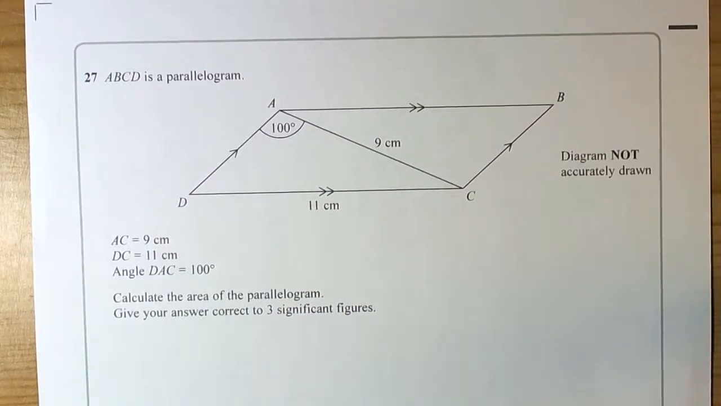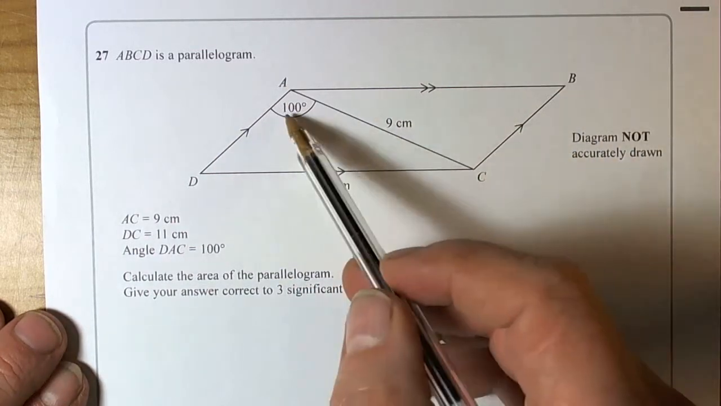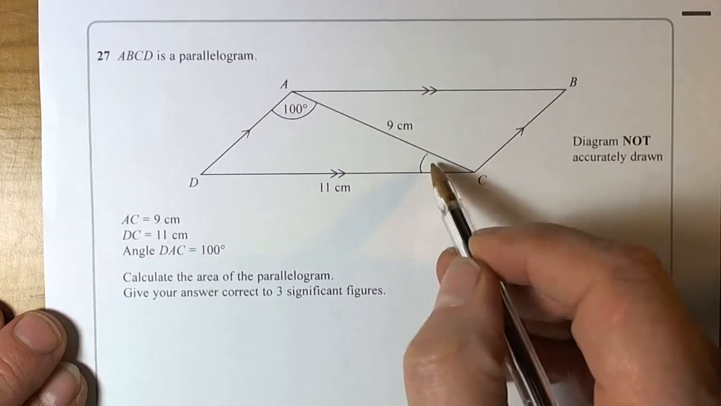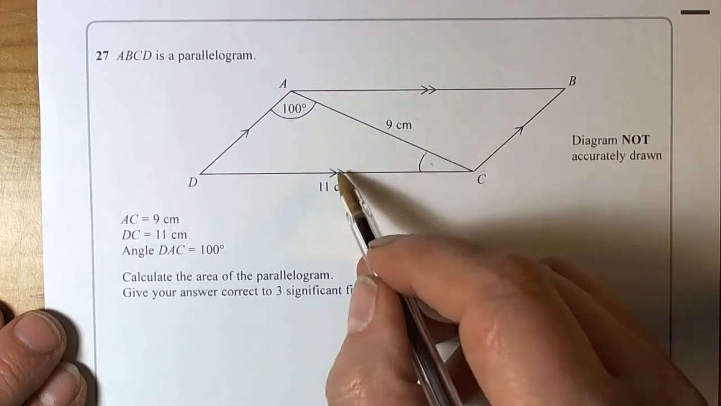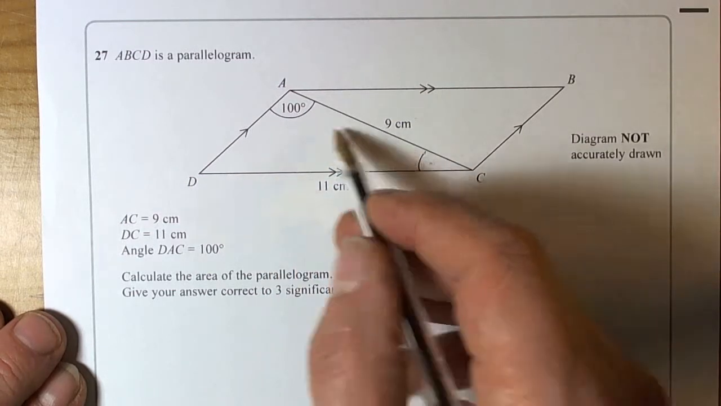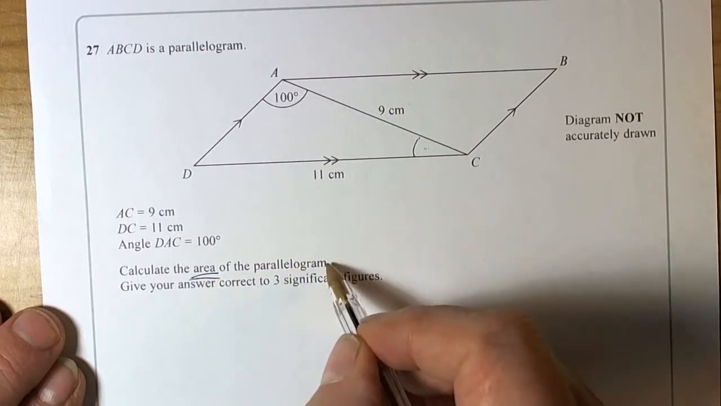So this question has got triangles within the parallelogram, and it's given us an angle and two lengths. Ideally we'd need this angle here, because then we'd have a side angle side triangle, and then we can use the cosine rule or the sine formula to work out the area of this triangle, because the question is asking us to work out the area of the parallelogram.